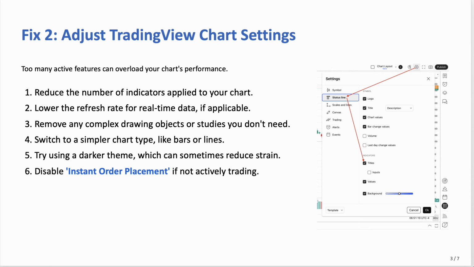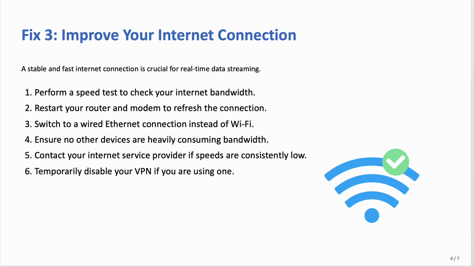After that, adjust TradingView chart settings. So reduce the number of indicators applied to the charts. Lower the refresh rate for the real-time data if applicable, and remove any complex drawing objects or studies you don't need, and switch to a simpler chart type like bars or lines. Then try using a darker theme, which can sometimes reduce the strain. Disable instant order placement if actively trading.